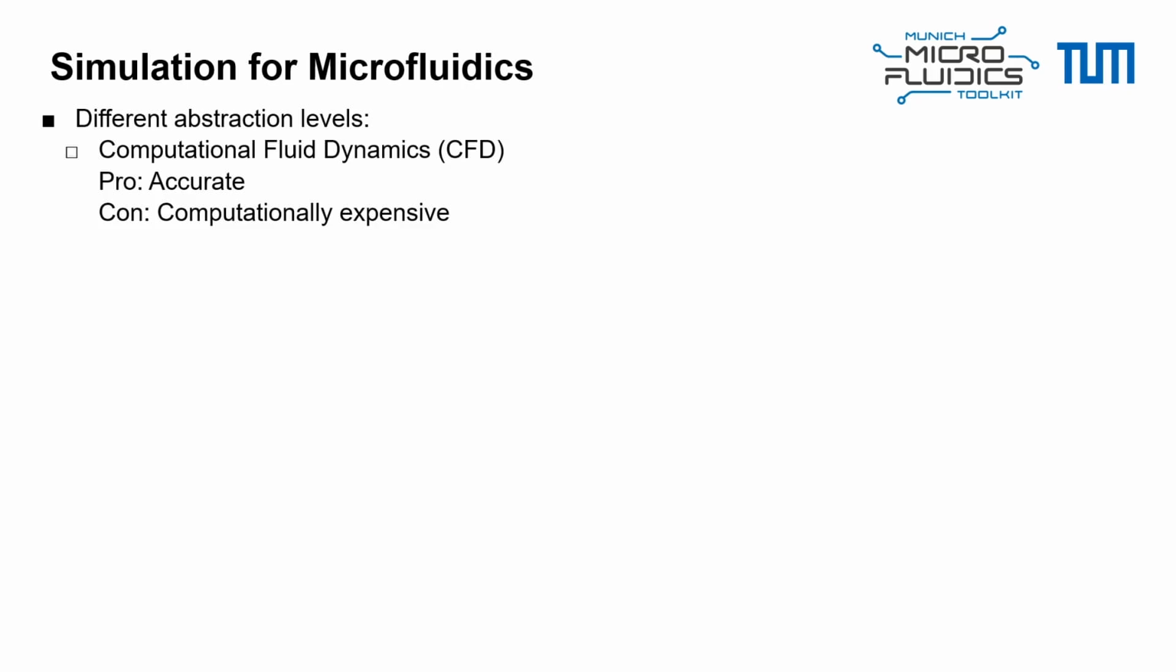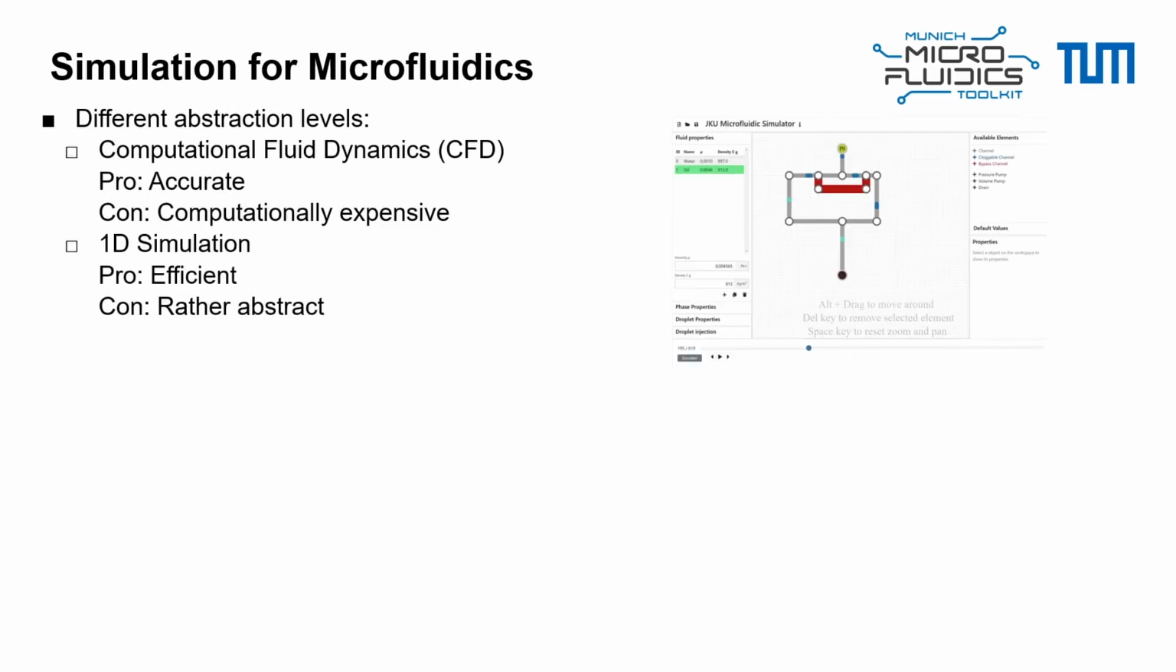You need high computing power, and sometimes a lot of time until the simulation is finished. As an alternative, you can use a 1D simulation, and this works especially well for microfluidic systems, since here we always have a laminar flow. Therefore, we can translate the Hagen-Poiseuille equations describing this flow to Kirchhoff laws, and now we have an abstraction to the 1D level that's very, very efficient.